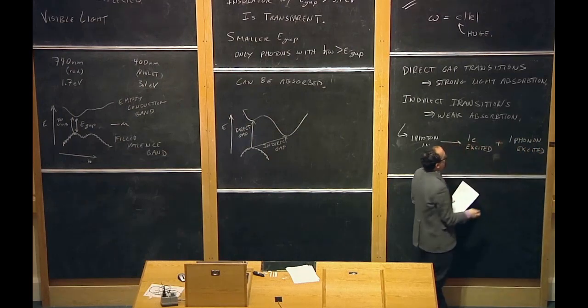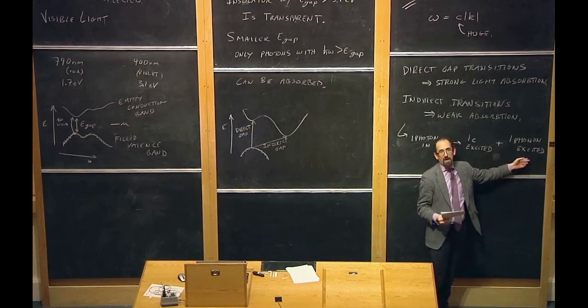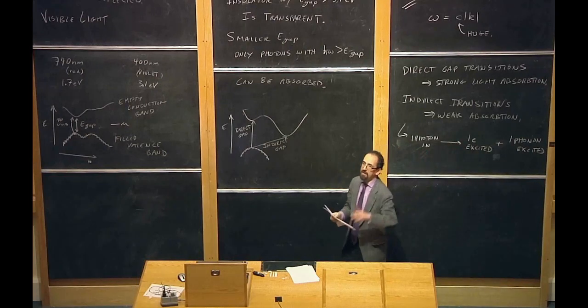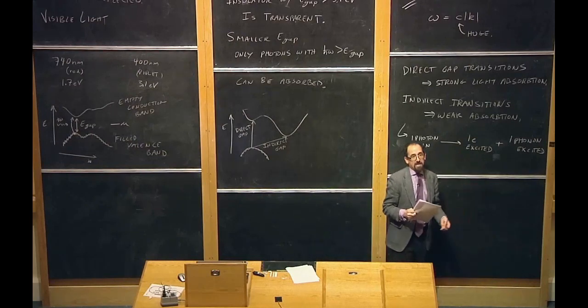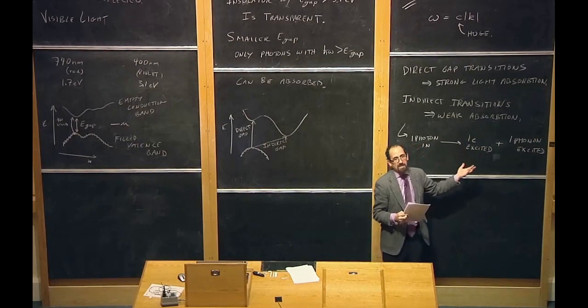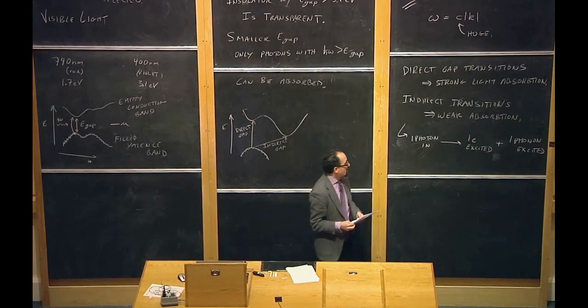And if you do this, then the momentum change of the electron can cancel the momentum of the phonon. You have the electron going off one way and the phonon going off the other way, and you can still conserve both energy and momentum. But this is a much more complicated process and occurs much more rarely than just the straight direct gap absorption.